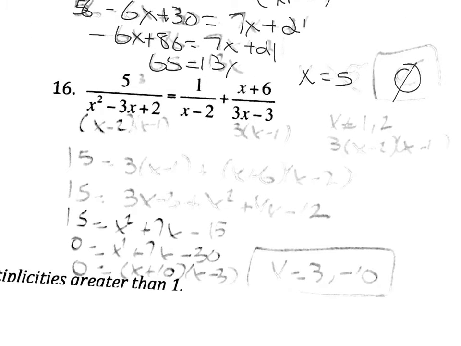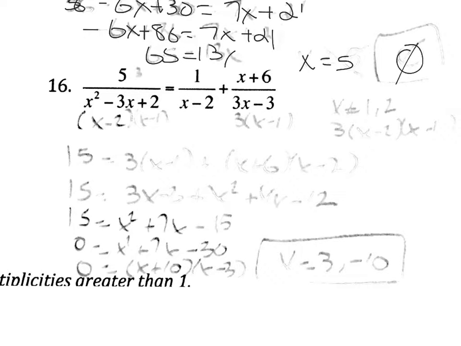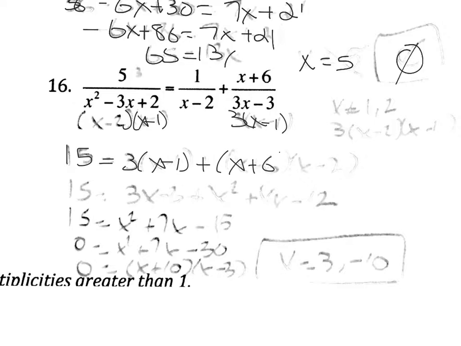16, another one just like we've been doing. Factor the first part. That was x minus 2 and x minus 1. Over here, when I factor that 3 out, it's also x minus 1. So my LCD is 3, x minus 1, x minus 2. 5 needed the 3, so that's what changed that to a 15. The 1 needs a 3 and an x minus 1, so that's what it got. And the last one, the x plus 6, needed the x minus 2.